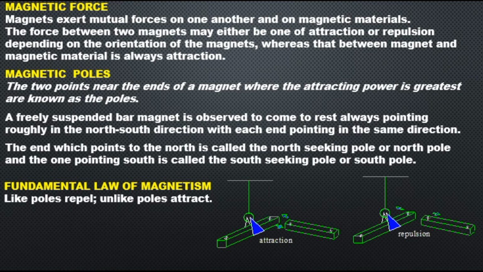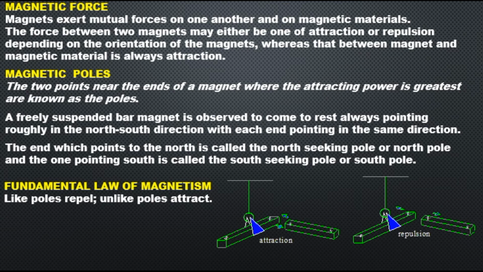Magnetic force. Magnets exert mutual forces on one another and on magnetic materials. The force between two magnets may either be one of attraction or repulsion, depending on the orientation of the magnets, whereas that between magnet and magnetic material is always attraction.